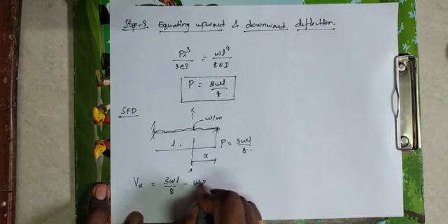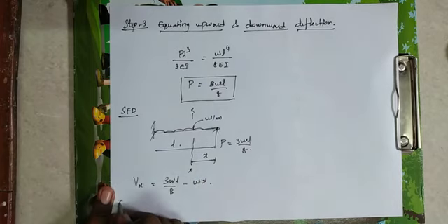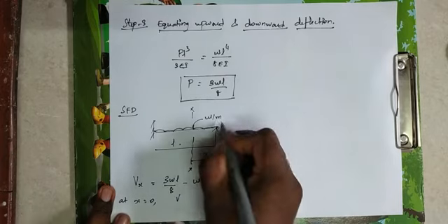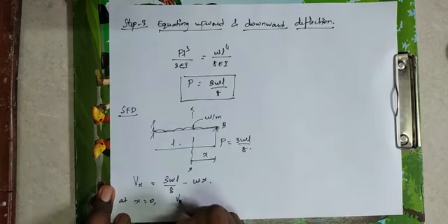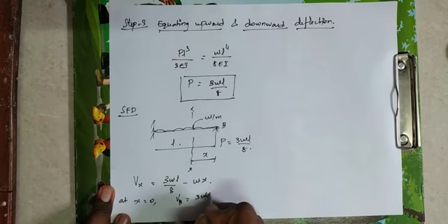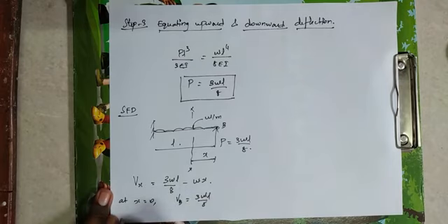and W into x, that is minus W into x. Now, at x equal to 0, shear force at B is 3WL by 8. At x equal to L, that is shear force at A, we are getting minus 5WL by 8.